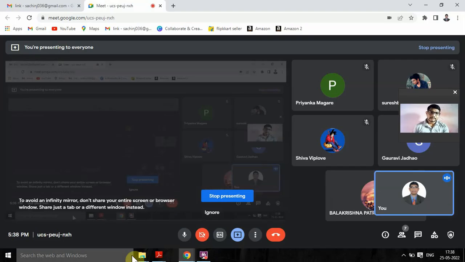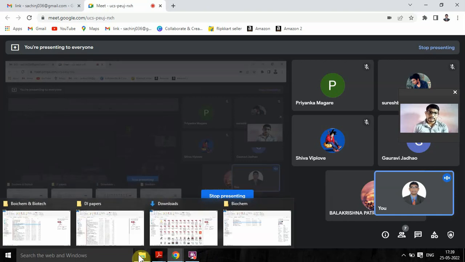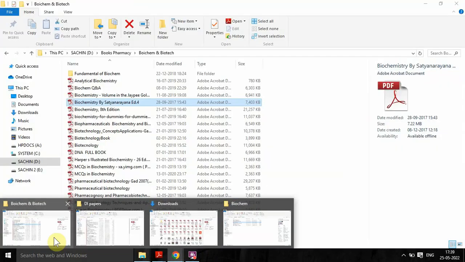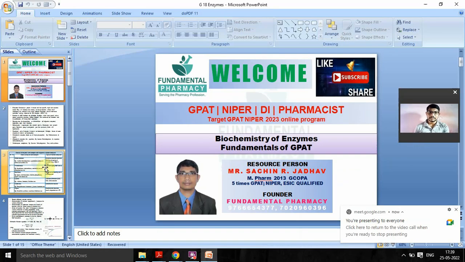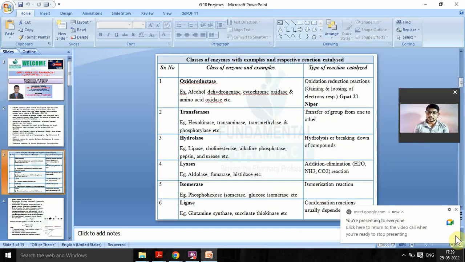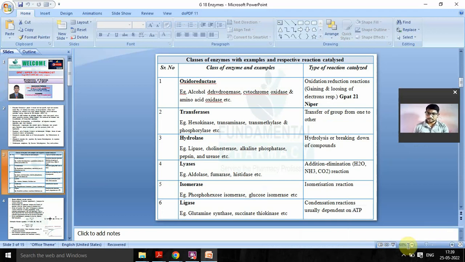These are the categories. Now, a question on this was already asked in GPAT 2021. So what was the question, let's see. So oxidoreductase, we'll see it. What are the different enzymes and what are their names? What is the type of reaction catalyzed by the enzyme or the class of enzyme?